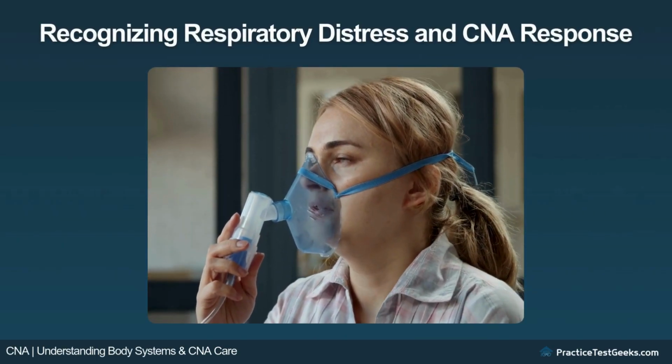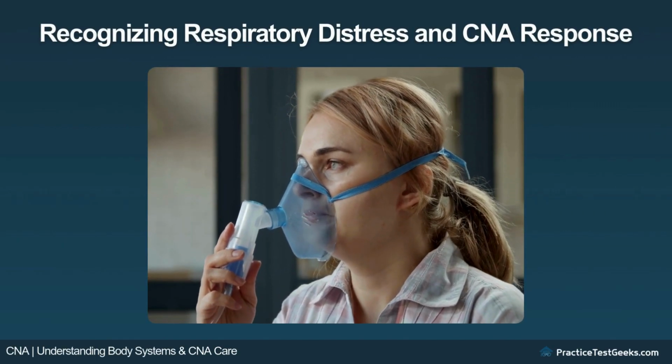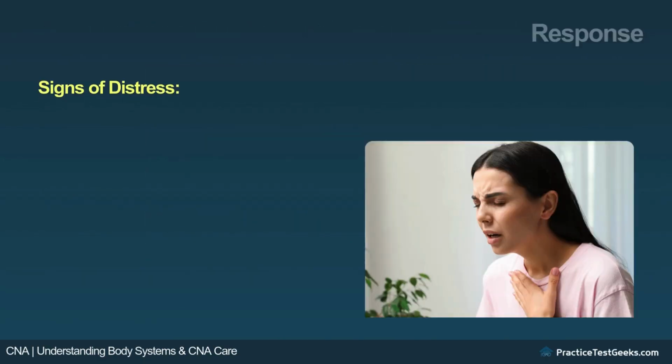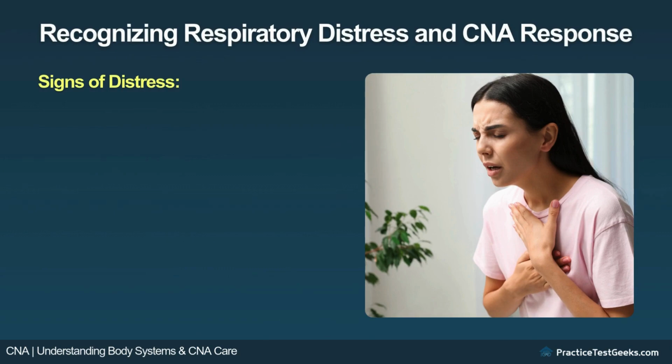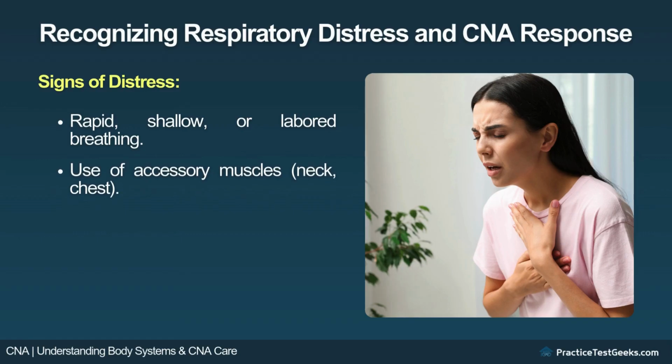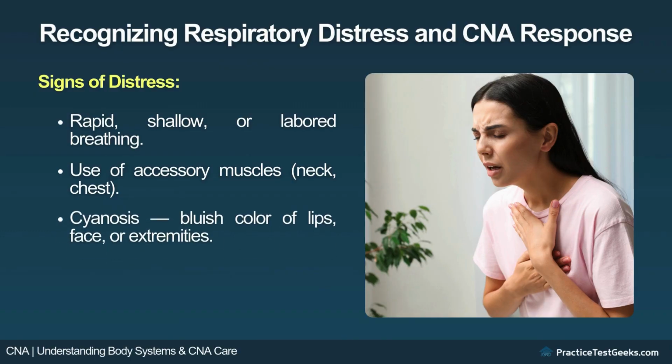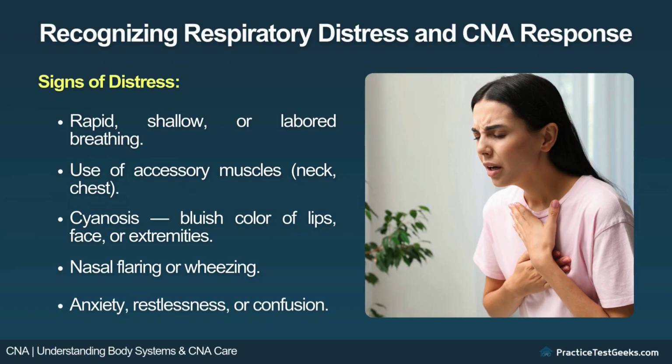Respiratory distress occurs when patients cannot breathe adequately, reducing oxygen supply to the body. Signs of distress. To begin with, respiratory distress often shows through noticeable breathing changes. These may include rapid, shallow, or labored breathing. In addition, patients may use accessory muscles of the neck and chest to help them breathe. Furthermore, cyanosis, a bluish color of the lips, face, or extremities, is a serious indicator that oxygen levels are dangerously low. Other warning signs can include nasal flaring, wheezing, anxiety, restlessness, or confusion.